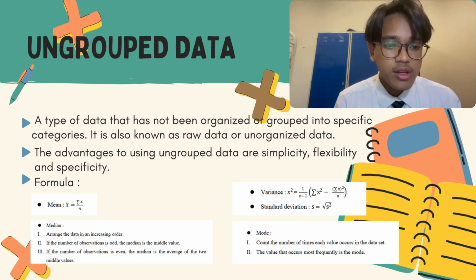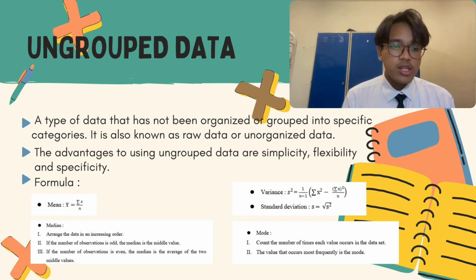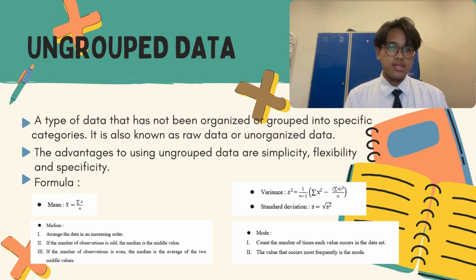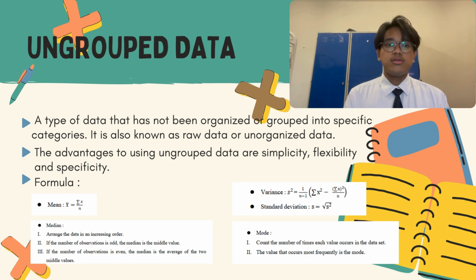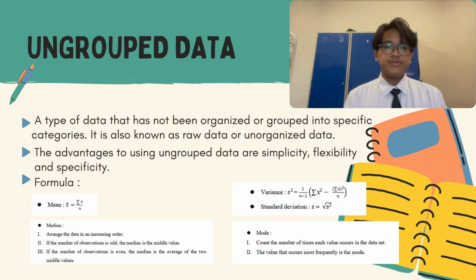For mode, we have to count the number of times each value occurs in the data set. Basically, the mode is the number that occurs the most in the data set. So if the data has 17 as the most frequent occurrence, then the mode is 17.